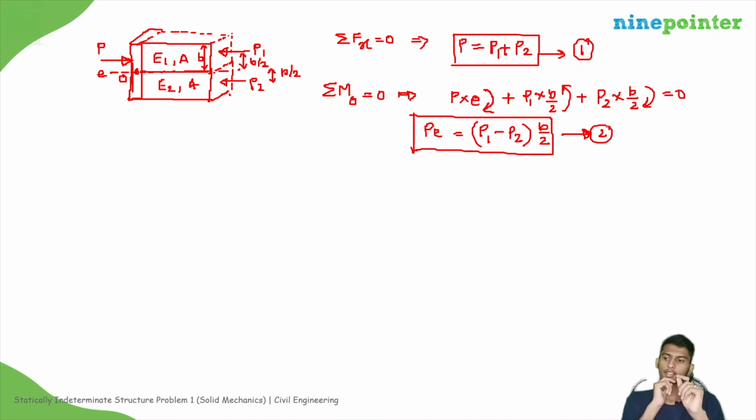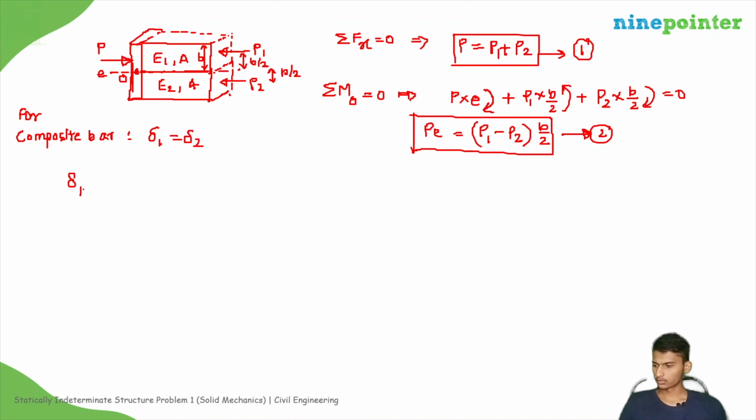See, we need to find the eccentricity E value, and P1 and P2, right? So there are three unknowns. Now from equilibrium we only got two equations, right? So we need one more equation, but from equilibrium these are the only two equations. So that one equation will come from the compatibility condition. What is the compatibility condition? We already said that it is a composite bar, right? So for a composite bar, del should be the same. So del 1 should be equal to del 2.